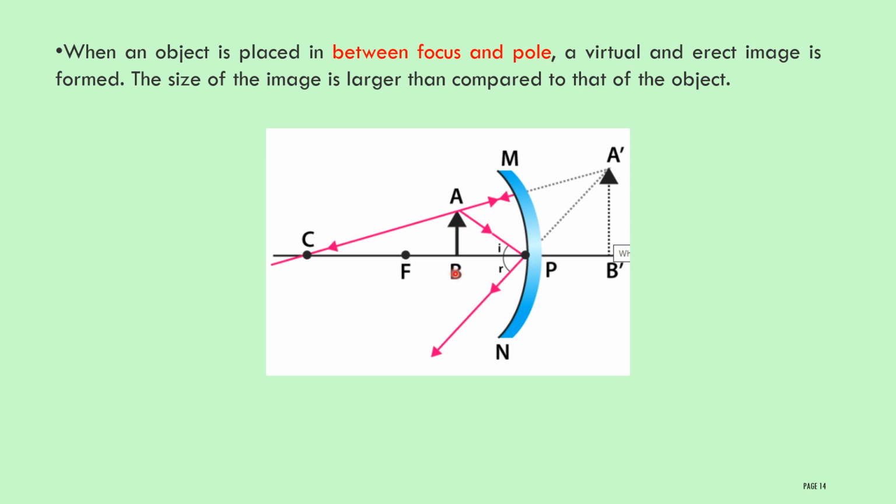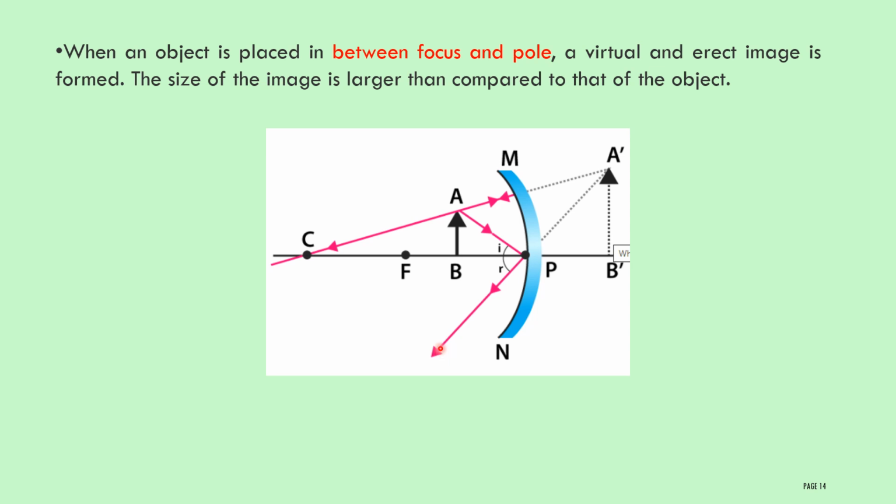Here AB is the position of the object. Here also consider two rays. One ray is passing through the center of curvature. After hitting the surface, it again passes through the same path. Then another ray passes through the pole. It will hit exactly at the pole, then it will get reflected in this direction. Here this is the diverging case.